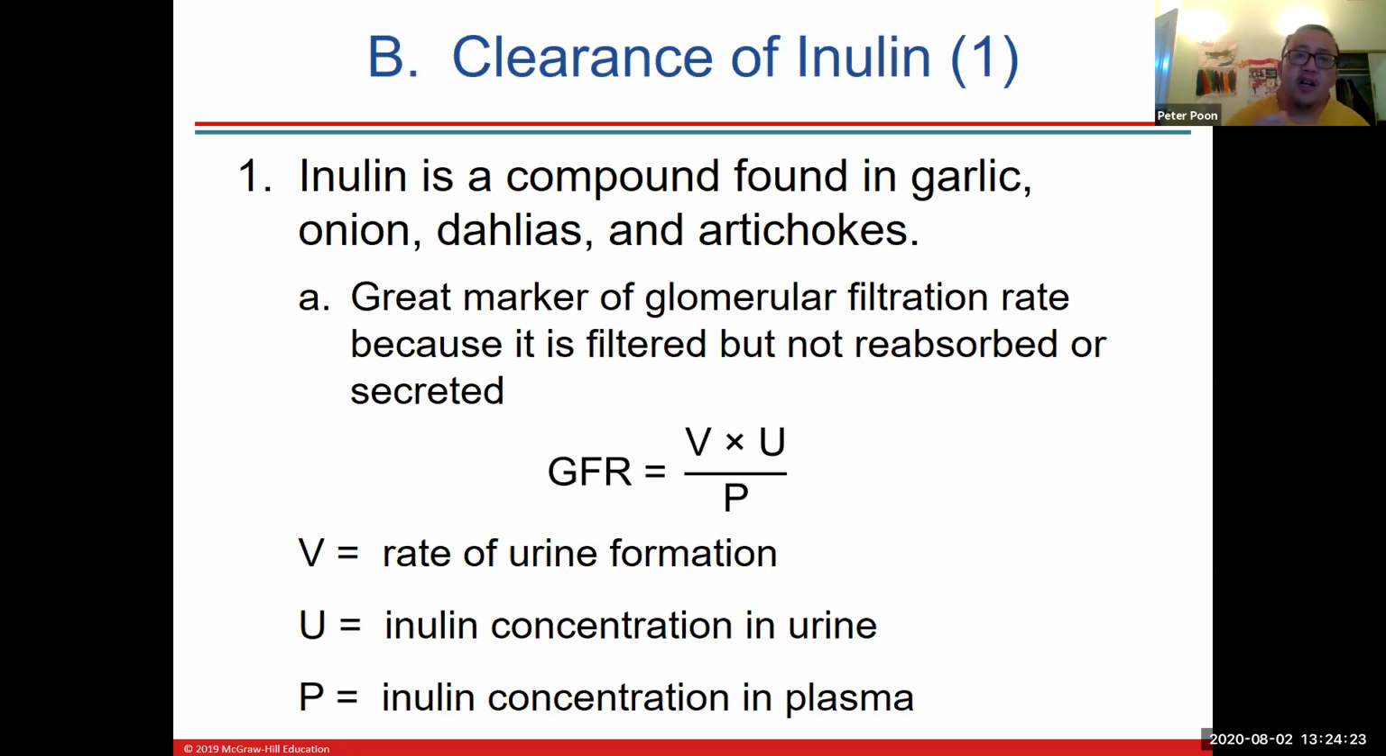Inulin is a compound found in garlic, onion, dahlias, and artichokes. It's easily detectable, and it doesn't do anything to us except we purposely dump it out. So it's a great marker of glomerular filtration rate because it's filtered but not reabsorbed or secreted. So you can then use that to determine how much is being filtered.